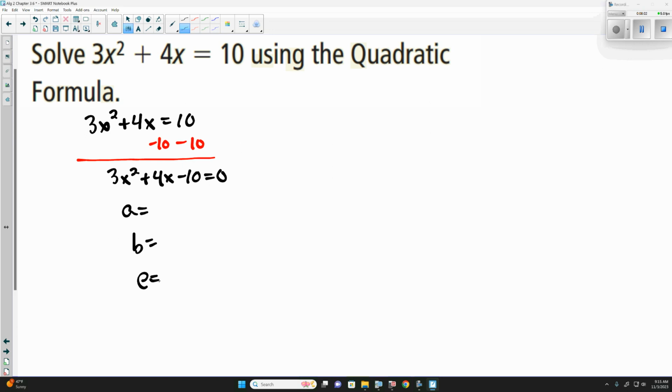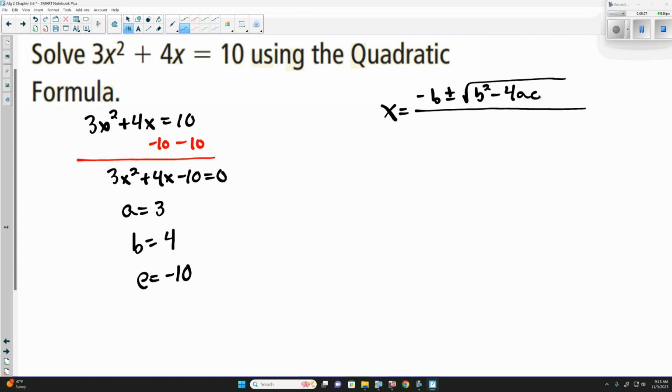And again, it might be helpful to list out A, B, and C. It's not a necessity. But looking at this quadratic here, what's the value of A? Value of B. C is negative 10. So the quadratic formula: negative B plus or minus the square root of B squared minus 4AC, all over 2A. So we can go on and start plugging our values in.